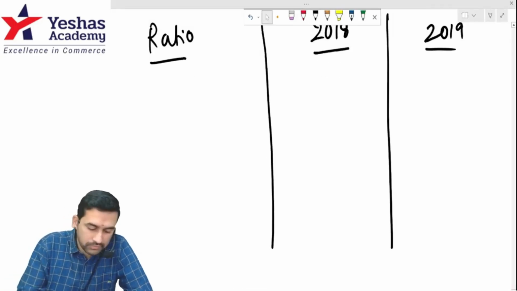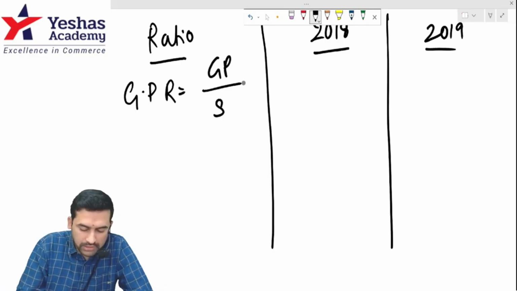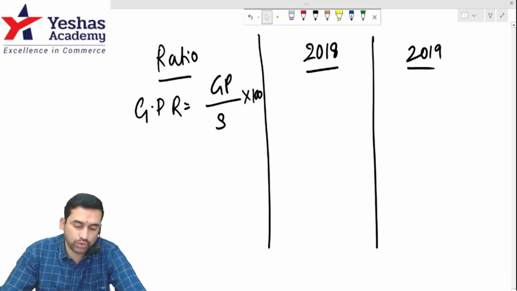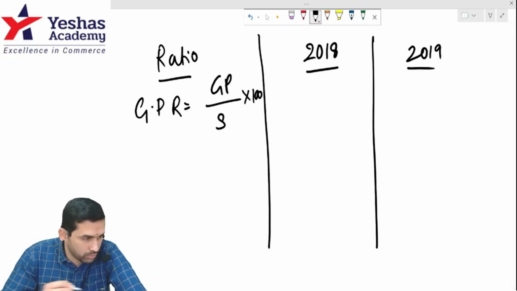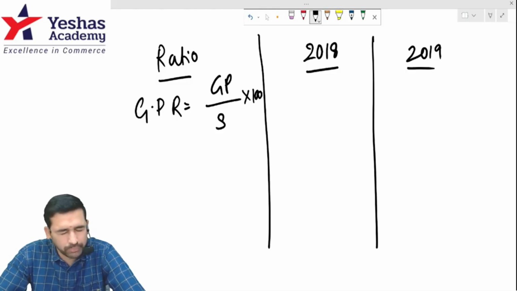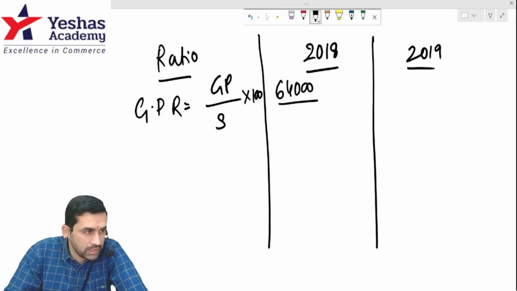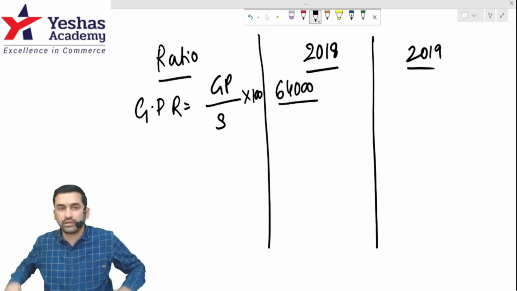Read first one, GP ratio. How to do? GP by sales into 100. Now in the exam, they want you to show the workings here, formula here. Tell me now. Go to the P&L. How much is GP divided by? Now, sir, cash sale or credit sale or total sale? Total sale.